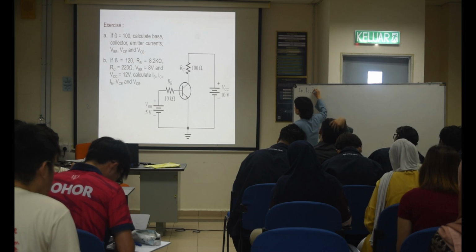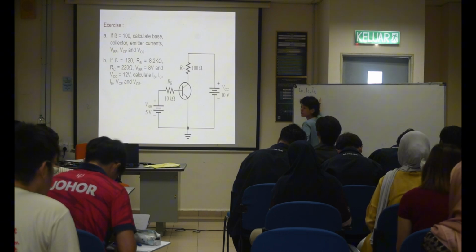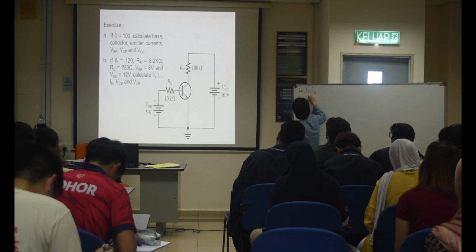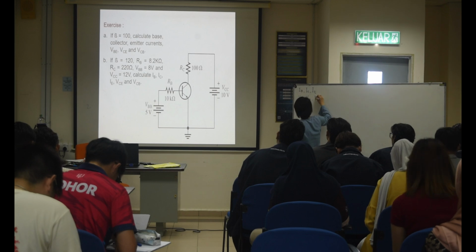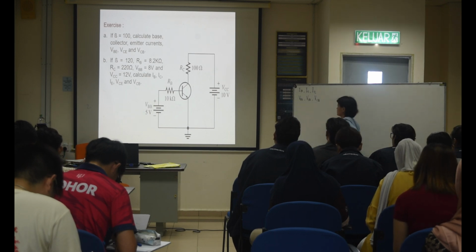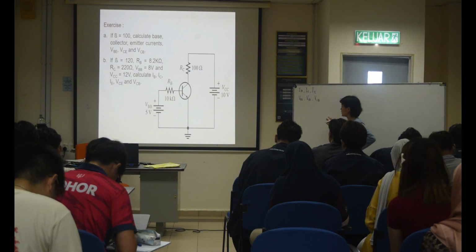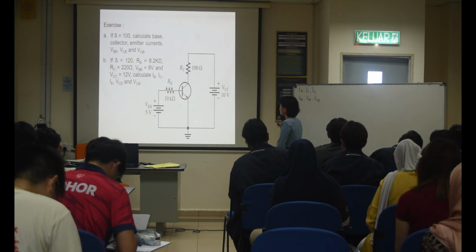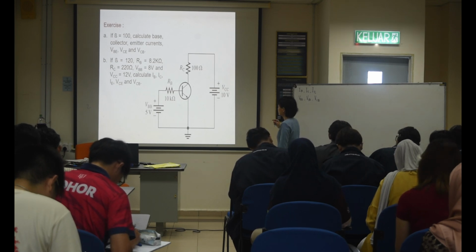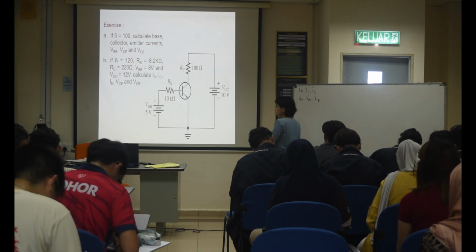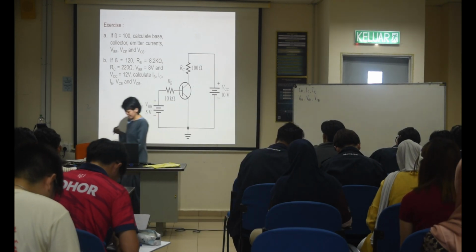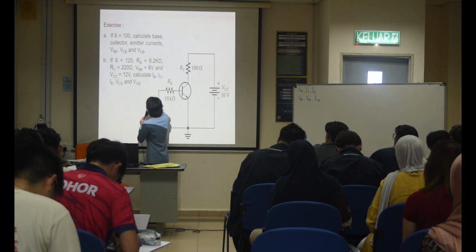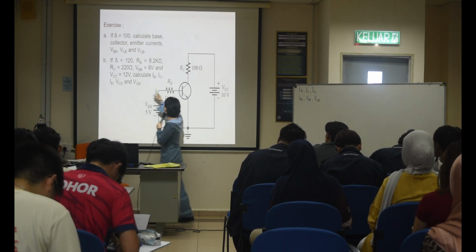And then they want IE, history, regular. Then they want BBE, and then they want BCE, and then they want BCD. Then they give you all these. Okay, first you want to calculate what first? Which one do I calculate first? Which one you want to calculate first? IB first lah. So you want to calculate your IB, this one, IB.